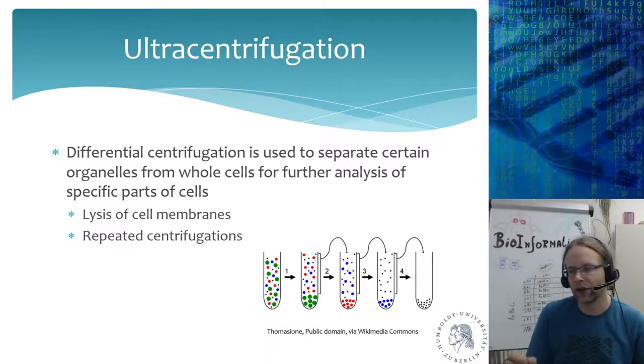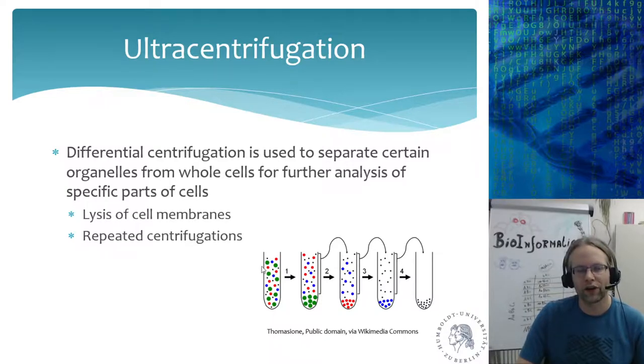So the first thing that you do is you take your tube, you put your cells in there, and you add some lysis buffer, so you break the membrane open. And then when you break the membrane open, everything starts floating around. Like here, you have different proteins in different colors and with different sizes.